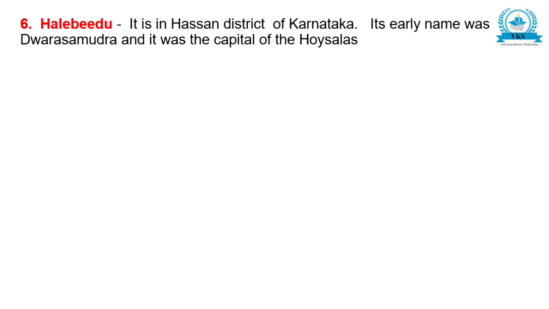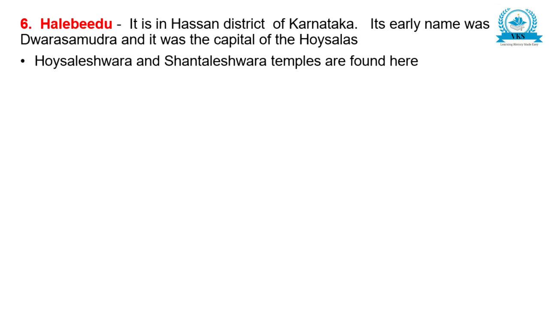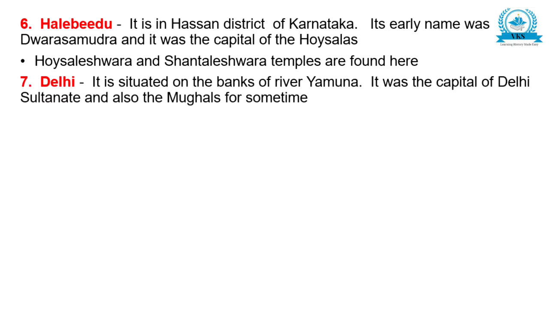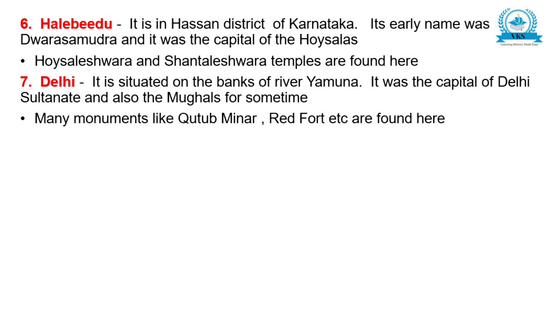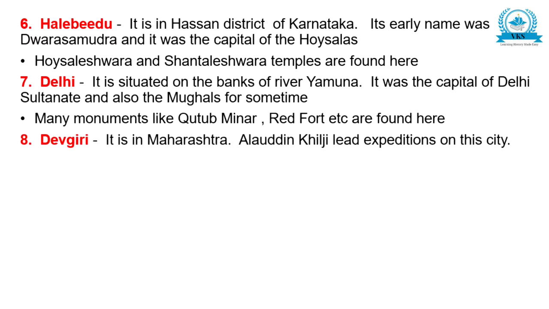Halebeedu, it is in Hassan district of Karnataka. Its early name was Dwarasamudra and it was the capital of the Hoysalas. Hoysaleshwara and Shantaleshwara temples are found here. Delhi, it is on the banks of river Yamuna. It was the capital of the Delhi Sultanate and also the Mughals for some time. Many monuments like Qutub Minar, Red Fort, etc. are found here.